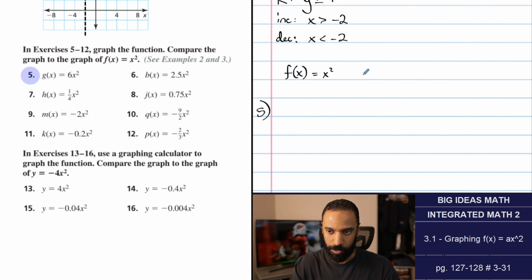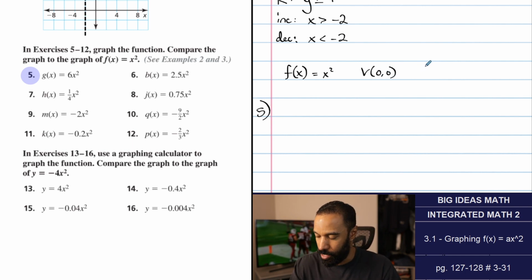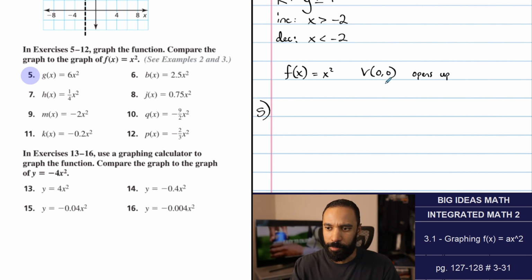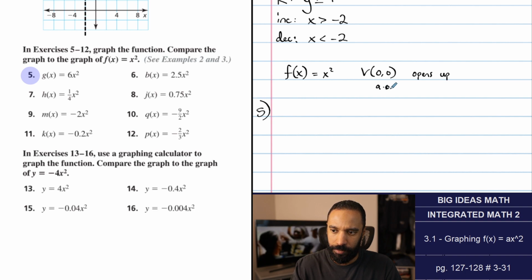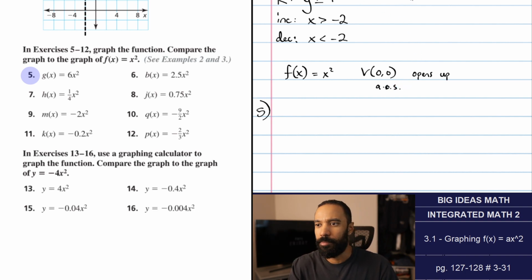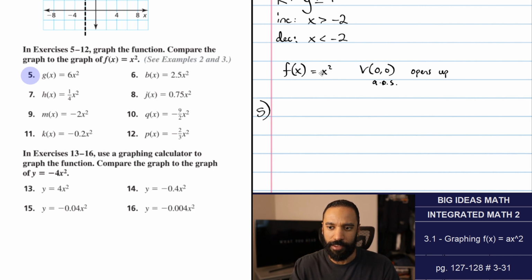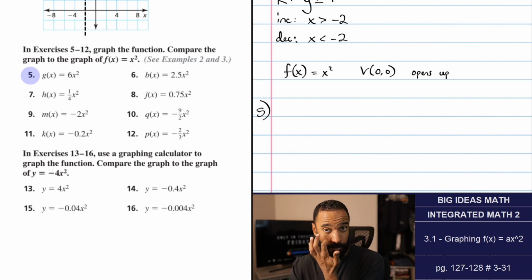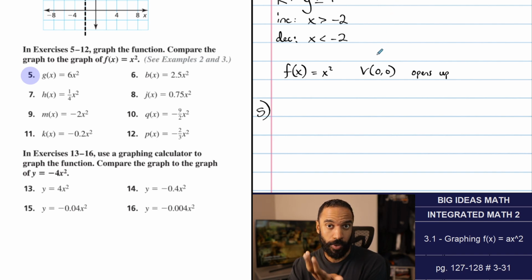So for f of x equals x squared, the vertex is at 0, 0. It opens up, and axis of symmetry is at x equals 0. Well, all these are still going to be there. So listen, these things aren't going to change because this is f of x equals ax squared. But vertex is at 0, 0, and it opens up and all that, right? So from here, we're just going to see what happens when it doesn't open up and if there's a vertical stretch or compression compared to what it would normally be.